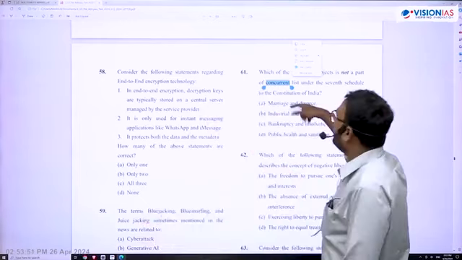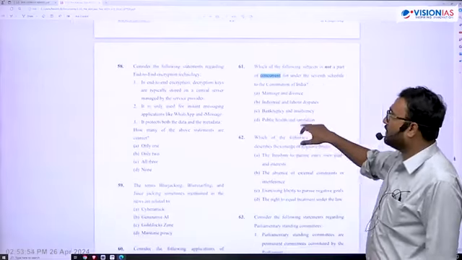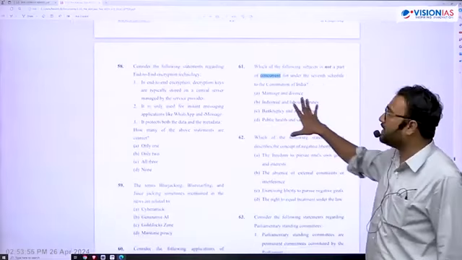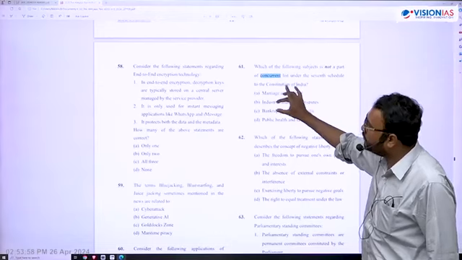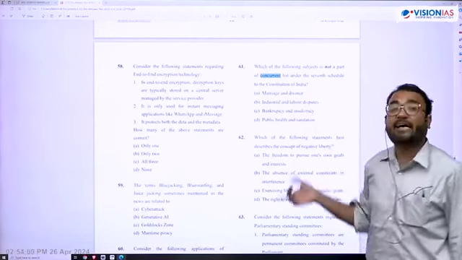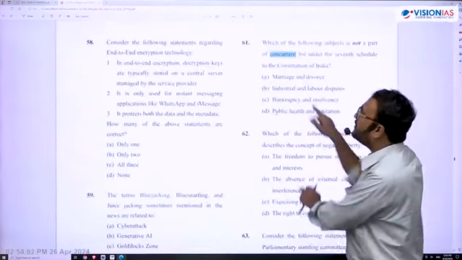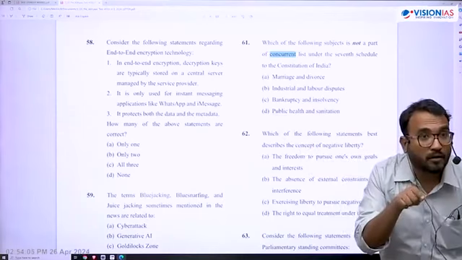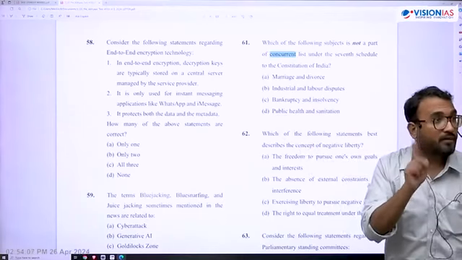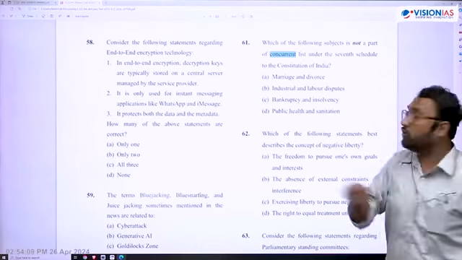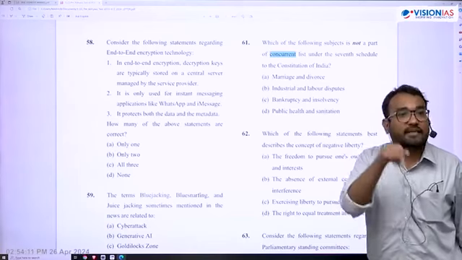So, which of the following is not in the concurrent list? This is a very good question actually. They have asked this question not to test whether you know industrial and labor disputes. They are actually asking whether you know marriage and divorce, due to the uniform civil code, and public health and sanitation, which is in the news due to COVID.